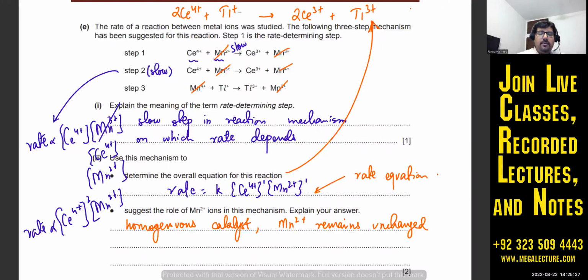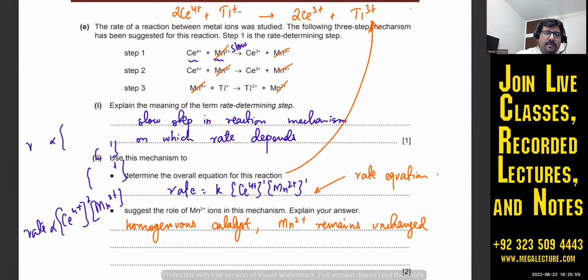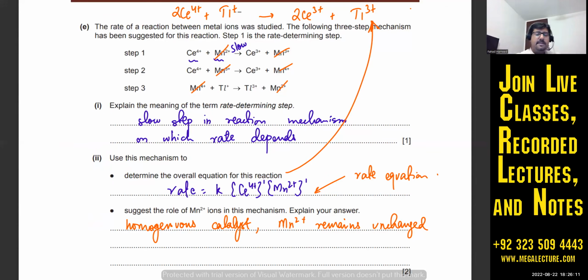Now this is a multi-step mechanism, right? So remember the mechanism decides. We'll remove this, it has nothing to do with the question. One second. I said now remember that the mechanism decides what the order of the reaction is. I said, mechanism decides.